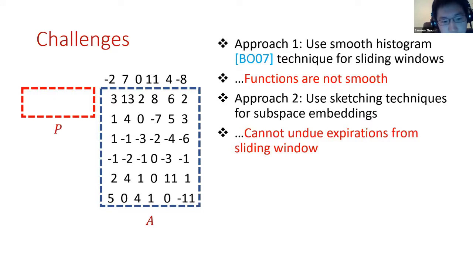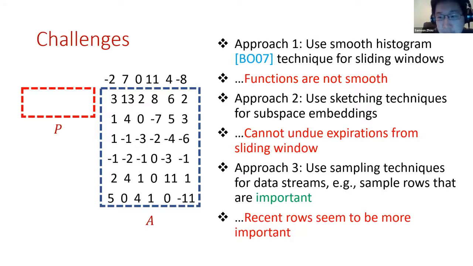So when we get more rows of A, we can still maintain P times A, but when the rows expire, we have to undo the effects of P times the row that expired, but this is implicit, so we don't actually know the row that expired. So this also seems problematic for the sliding window model.